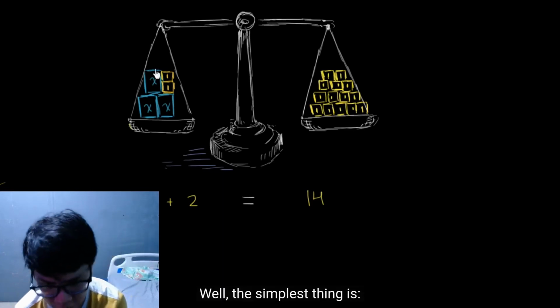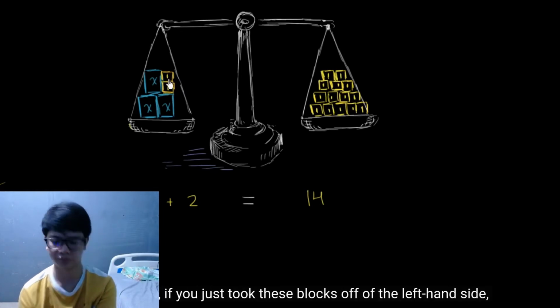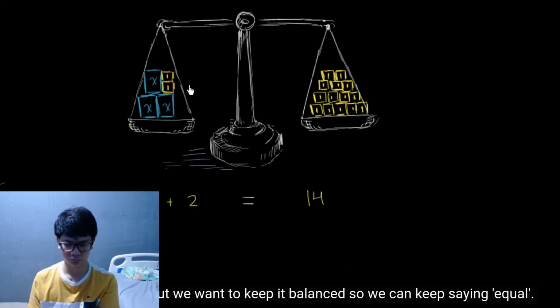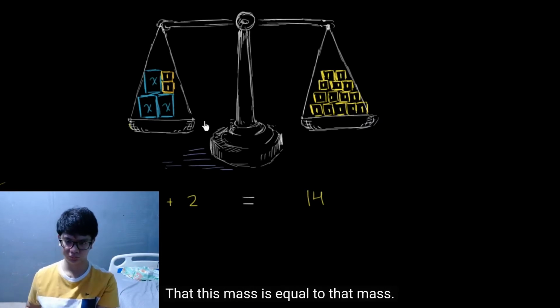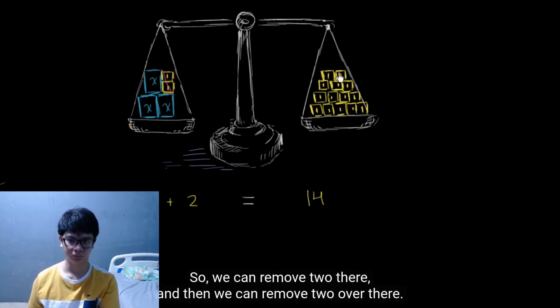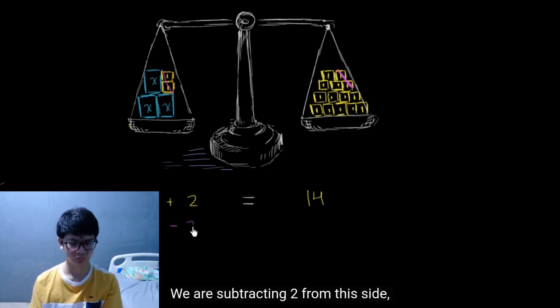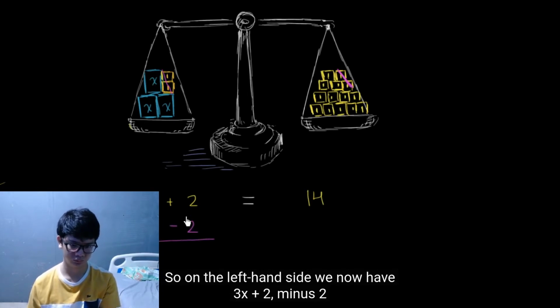Well, the simplest thing is, you could take these 1 kilogram blocks off of the left-hand side. But remember, if you just took these 1 kilogram blocks off the left-hand side, and it was balanced before, now the left-hand side will be lighter and it'll move up. But we want to keep it balanced so that we can keep saying that this mass is equal to that mass. So if we're going to remove 2 blocks from the left-hand side, we need to remove 2 blocks from the right-hand side. So we can remove 2 there, and then we can remove 2 right over there. And mathematically, what we're essentially doing is subtracting 2 kilograms from each side. So we're subtracting 2 from this side. So on the left-hand side, we now have 3x plus 2 minus 2.